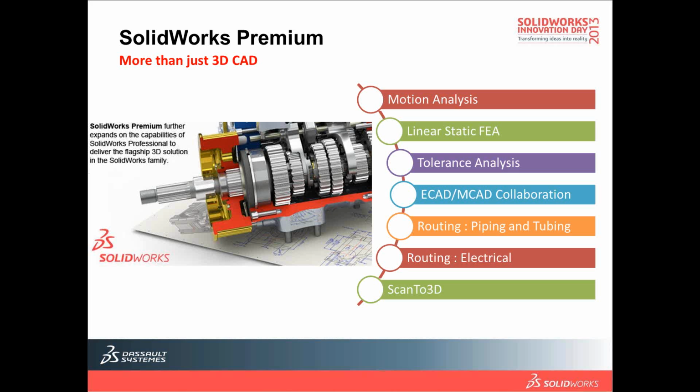So we'll be talking about routing. SolidWorks Premium offers the piping and tubing capabilities inside SolidWorks. This is very useful for people who are into process plants and oil and gas, and a lot of different other business focuses. We have routing electrical.